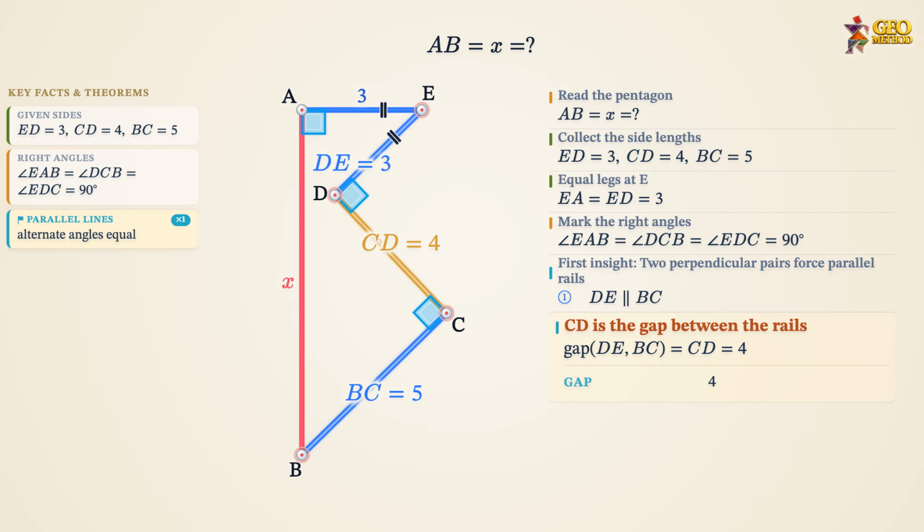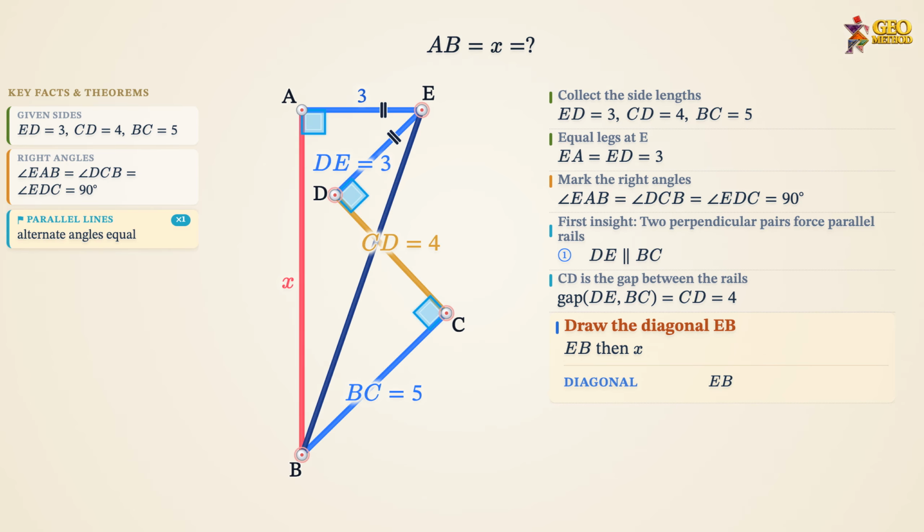Here is the plan. Connect E to B with a single diagonal, splitting the puzzle into two right triangles that share this line. Watch the navy segment EB appear now. Measuring it is our first goal, and it will unlock x afterward.